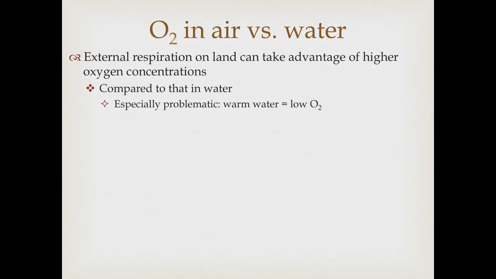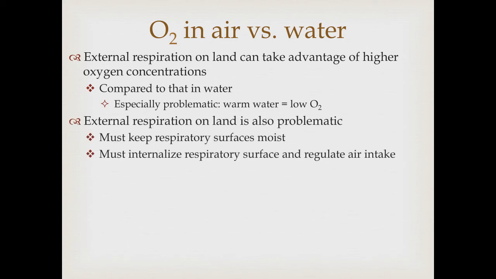Now let's talk about the situation of respiration in the terrestrial environment. External respiration on land has several advantages, and the primary one is that there's a much higher oxygen concentration compared to water. Especially problematic is warm water. Warm water does not have a lot of dissolved oxygen, so there's far more oxygen available for diffusion in the terrestrial environment. But external respiration on land does come with its own problems.